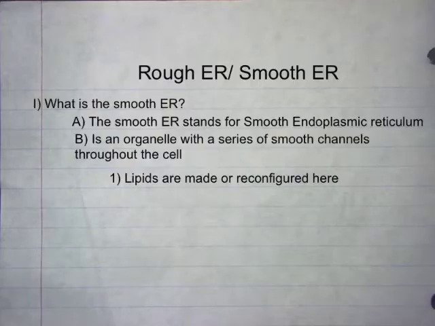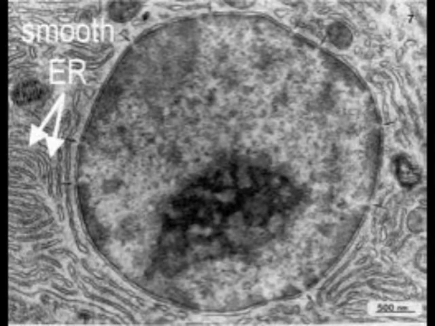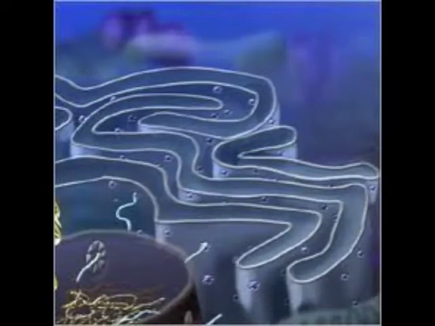It is an organelle with a series of smooth channels throughout the cell. Lipids are made or reconfigured here. Lipids are an important part of the cell, from protein packaging to the cell membrane. Therefore, they need to be modified and changed. The smooth ER is the one that can do this.